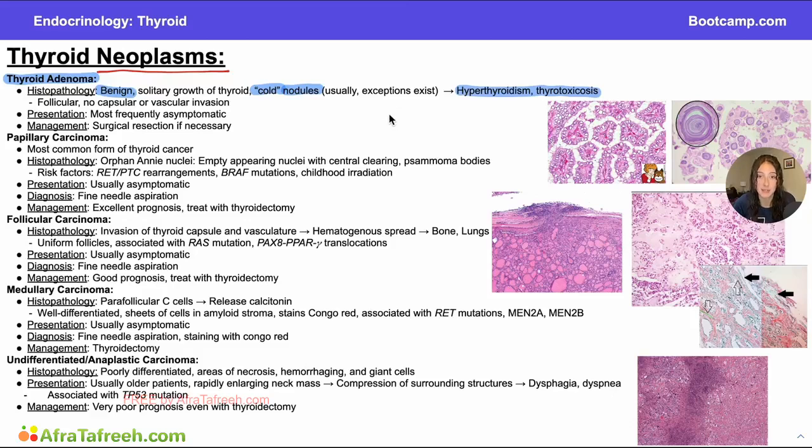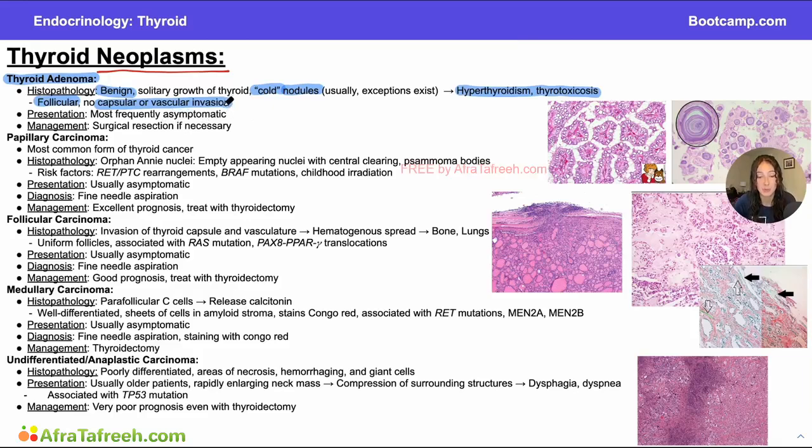However, for the purposes of step 1, if you see a hot nodule, you should be a little bit more suspicious for something like toxic multinodular goiter. But in this case, we are talking about thyroid adenoma, so it's usually going to be a cold nodule. Thyroid adenoma is follicular, so you're going to see a lot of follicular cells within that adenoma. And then importantly, there's no capsular or vascular invasion, so that's going to be different from something like follicular carcinoma, because follicular carcinoma is going to be malignant and invasive, whereas thyroid adenoma will be benign and not invasive.